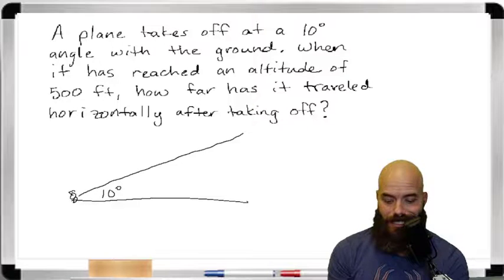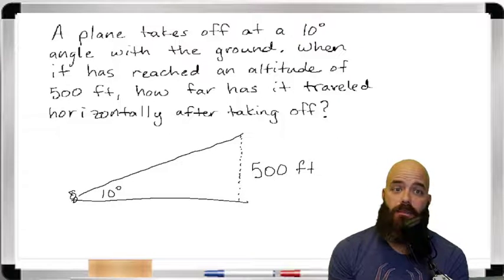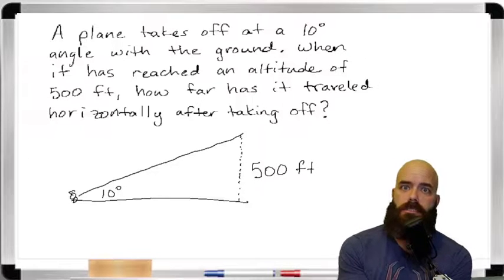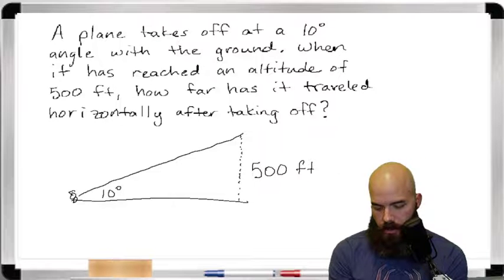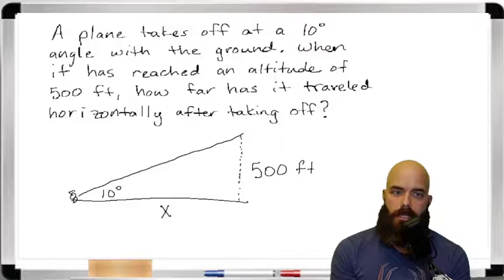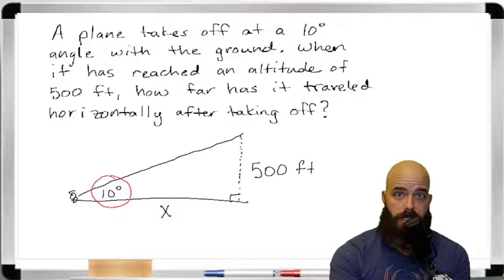Once it has reached an altitude of 500 feet, so 500 feet above the ground, so that's this side. How far has it traveled horizontally after it took off? So after it leaves the ground horizontally, so the horizontal distance, how far has it traveled? So we're looking for this. Okay, so we have a right triangle. Here is my angle of interest.